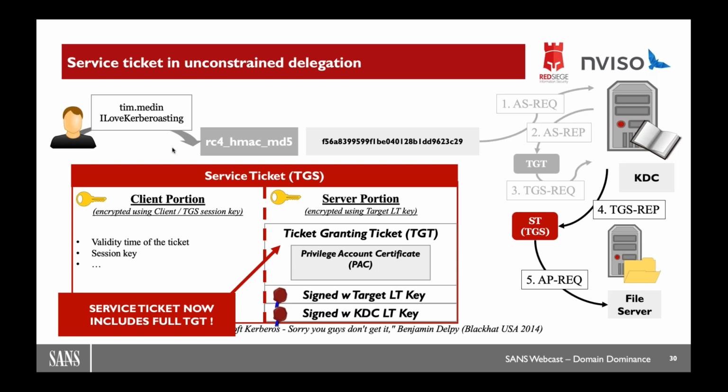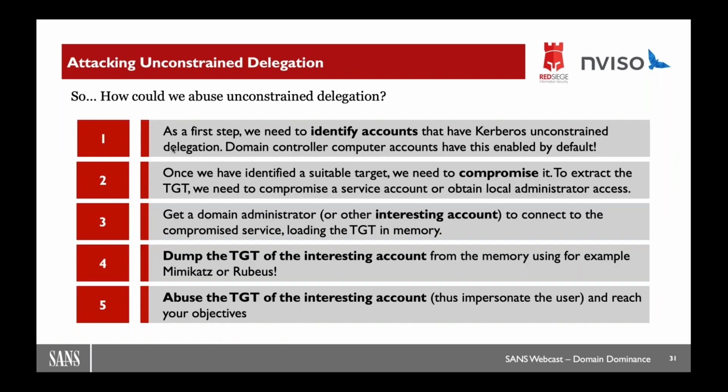Now, I guess this makes sense, but we haven't talked about why this affects those forests, right? Because what does this mean? Well, imagine how we could abuse unconstrained delegation. First step, we need to identify accounts that have Kerberos unconstrained delegation.